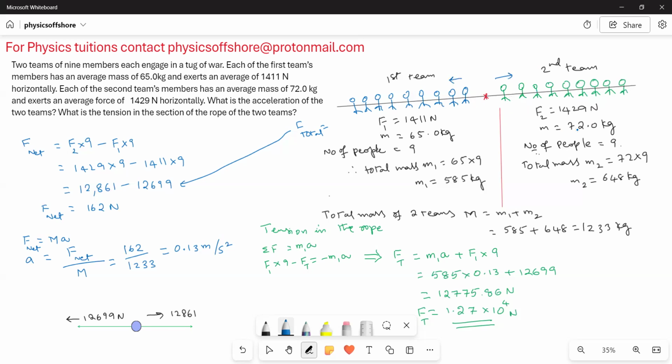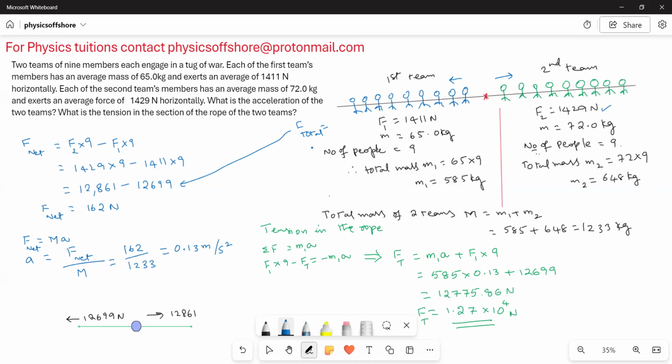Now, the number of people is the same. Both teams consist of 9 members, so the total mass is equal to 648 because the average mass of each person in the second team is 72 kilograms. We multiply by 9 and get this. For the second team, the average force is 1,429 newtons. If we multiply by 9, we get 12,861. So what is the net force?